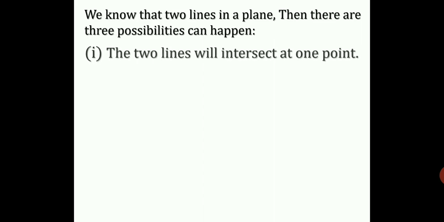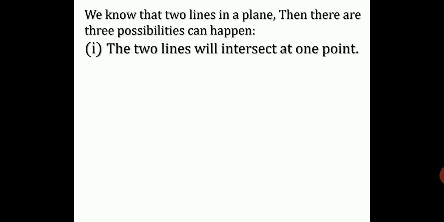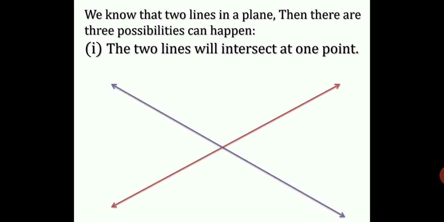Now if two lines are on the same plane, what are the conditions? There are three possibilities when we draw two lines on a plane. First, the lines intersect each other. When we draw two lines on the plane, they intersect at one point. This is a common point, and that common point is the solution. So this is one solution.